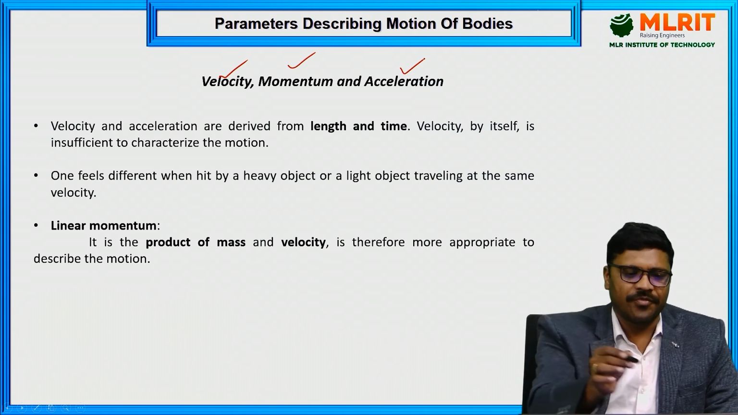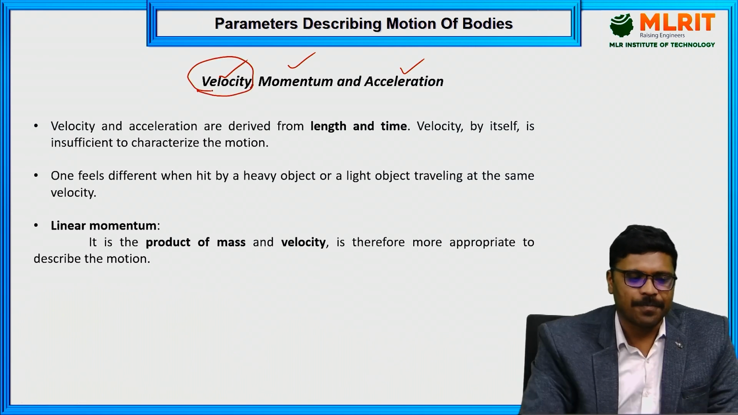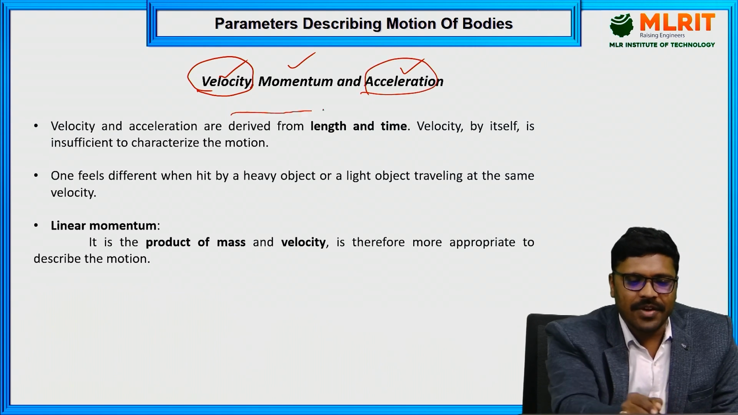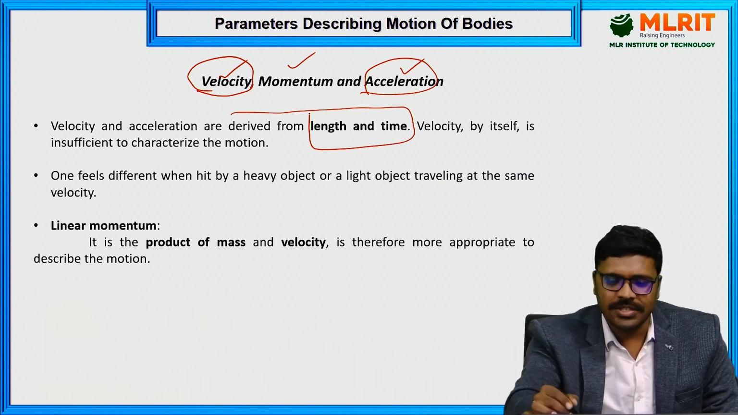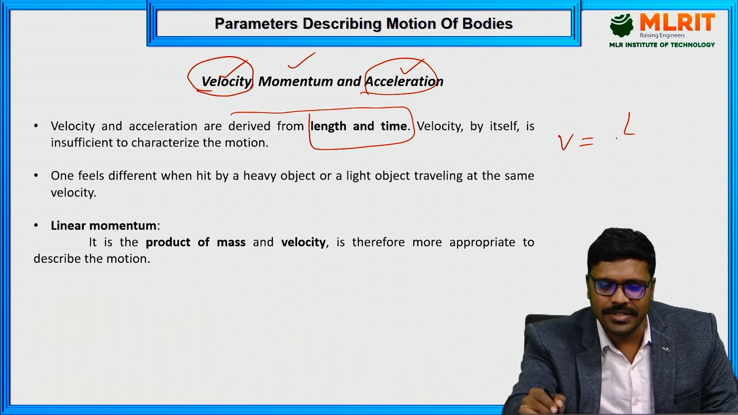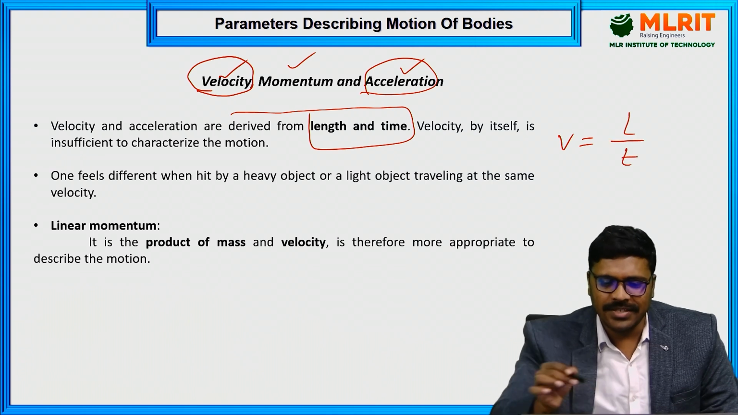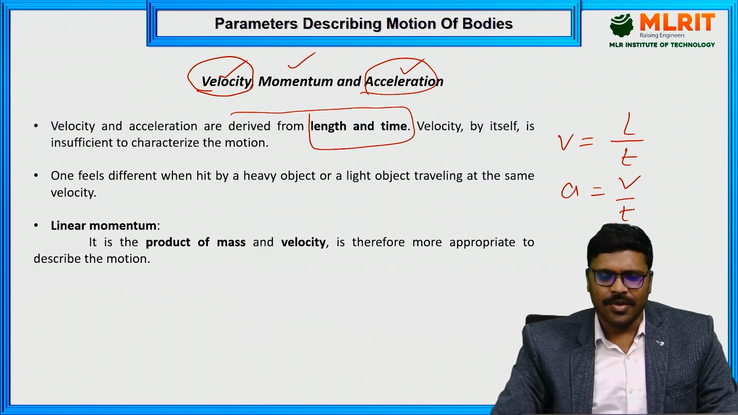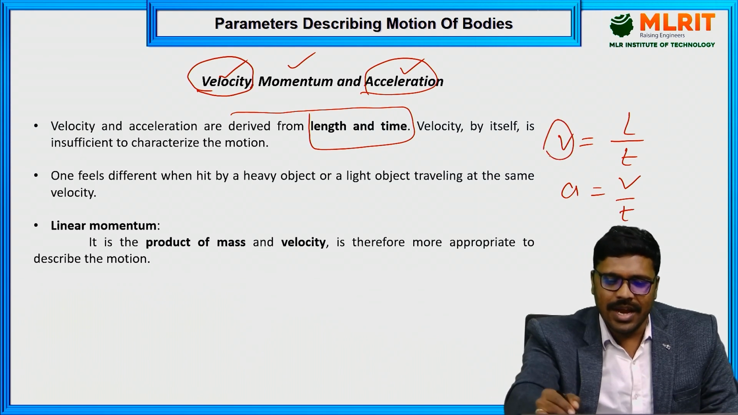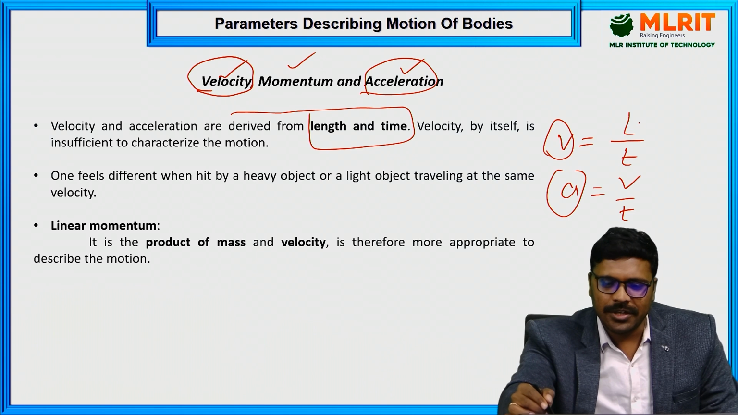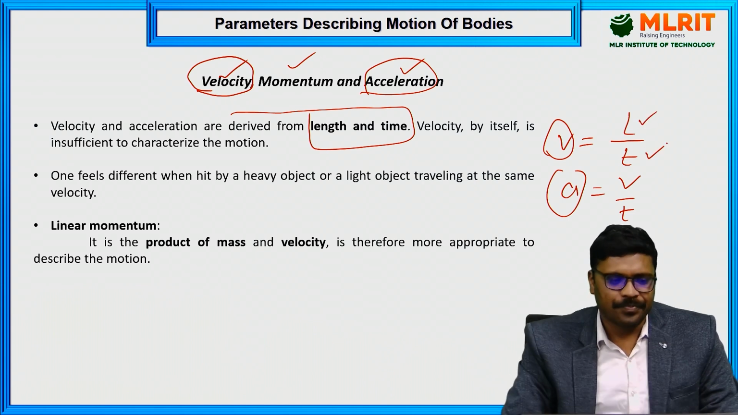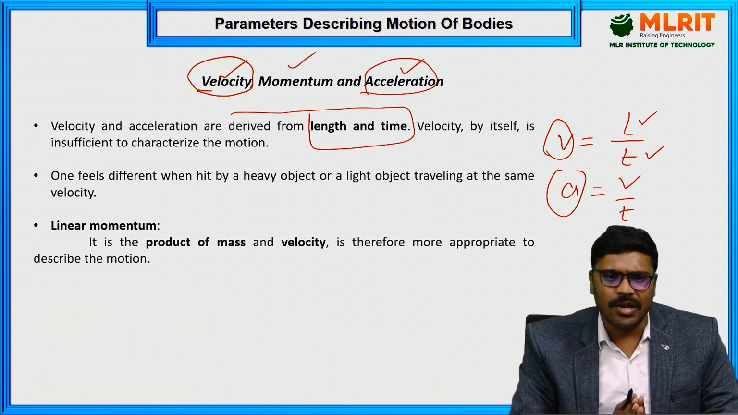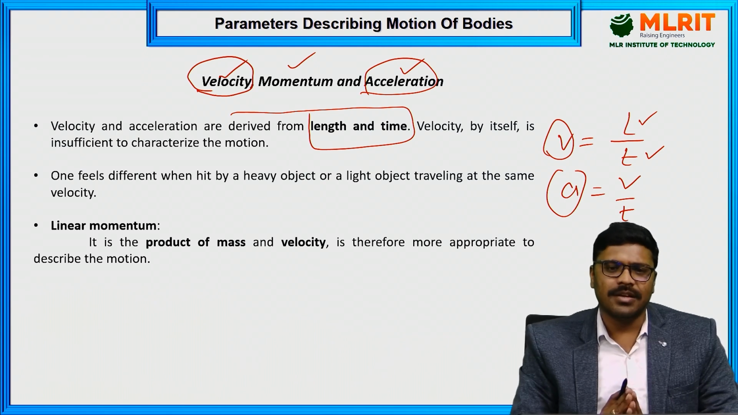If you consider the first term, velocity, velocity and acceleration are both derived from length and time. So velocity v is equal to distance traveled, that is length, divided by time, and acceleration a is equal to the change in velocity with respect to time. But velocity alone cannot explain the motion of a body.